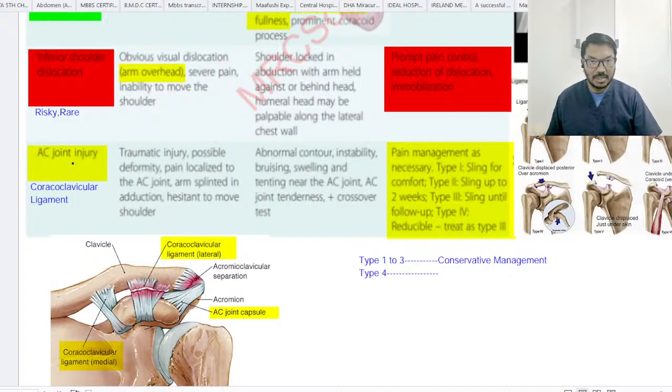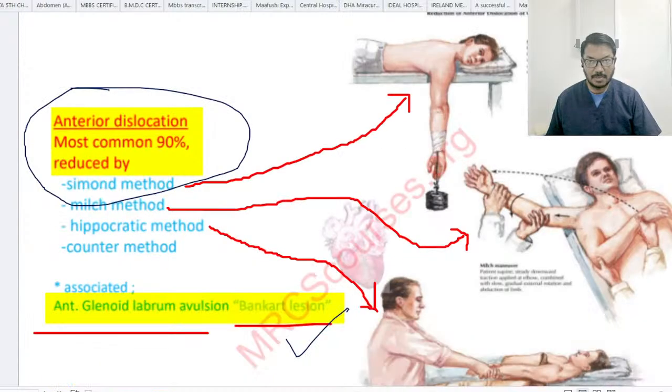It has different types: type 1, type 2, type 3. No need for this one. We will skip this.